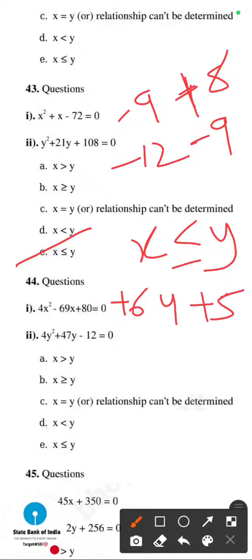Next, 4 into 12, which will be 48. So 48 1 times is 48. So the roots here must be 48 and 1. So plus and minus means minus and plus are the root signs. Now by comparing these two, it is clear that x is greater than y. So option A is our answer for this question.